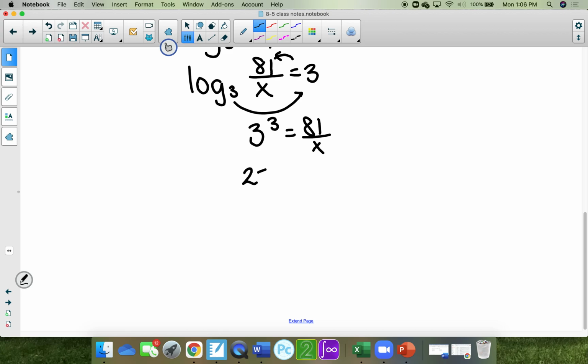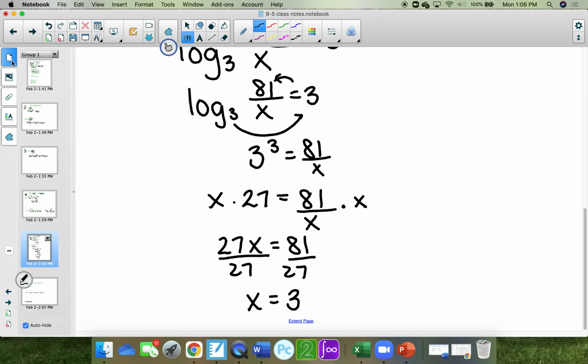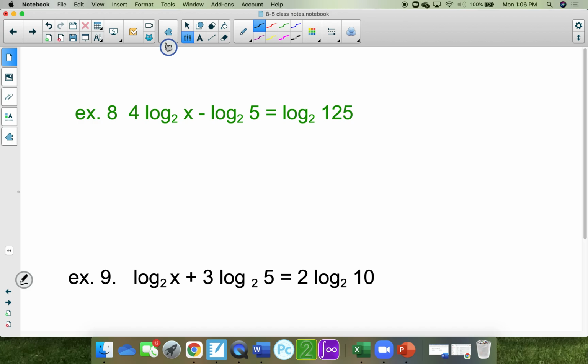So 27 equals 81 over x. I'm going to multiply both sides by x to get the x out of the denominator. So 27x has to equal 81. Divide by 27 to get x alone. X is going to equal 3. 81 divided by 27 is equal to 3. Couple more and I think we're pretty much done.